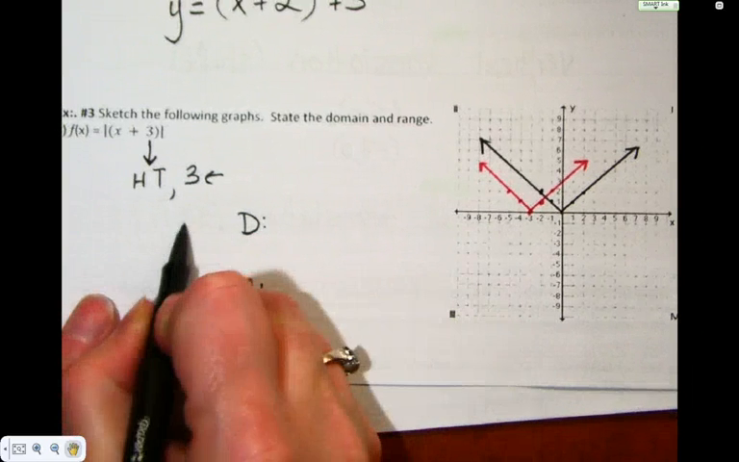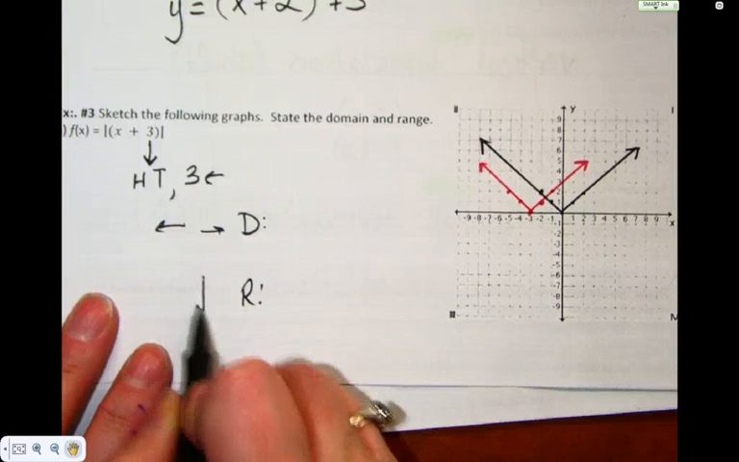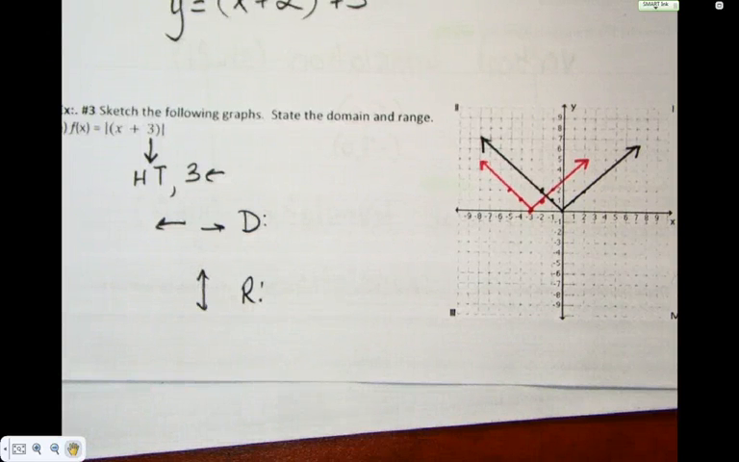Domain is left to right. Range is up and down. Domain is all the possible x values. Range is all the possible y values. The easiest way to remember it is what comes first alphabetically, domain or range? Domain. What comes first alphabetically, x or y? X. So domain goes with x because they're alphabetical.